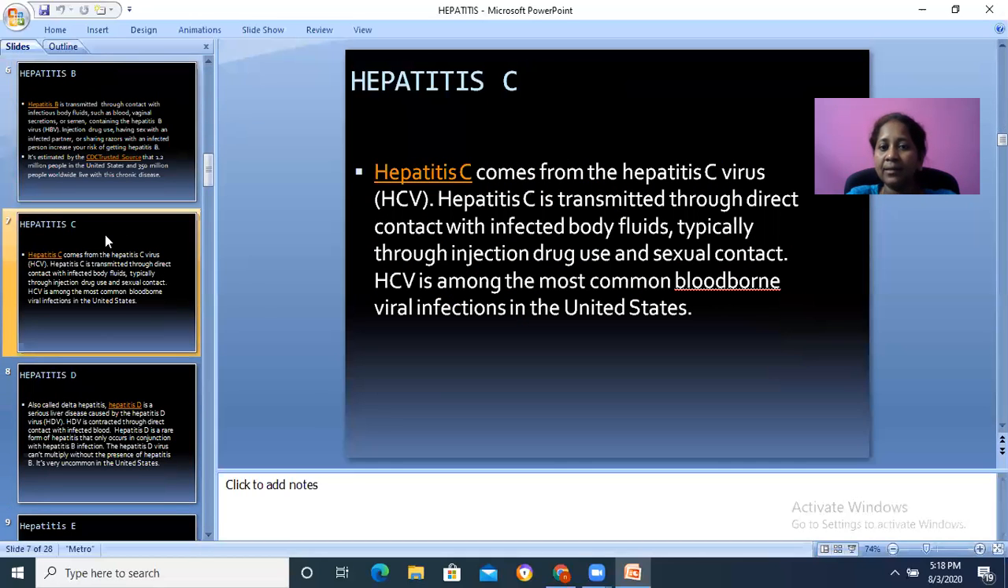Hepatitis C. Hepatitis C comes from the hepatitis C virus. Hepatitis C is transmitted through direct contact with infected body fluids, typically through injection drug use and sexual contact. HCV, or hepatitis C virus, is among the most common blood-borne viral infections in the United States.